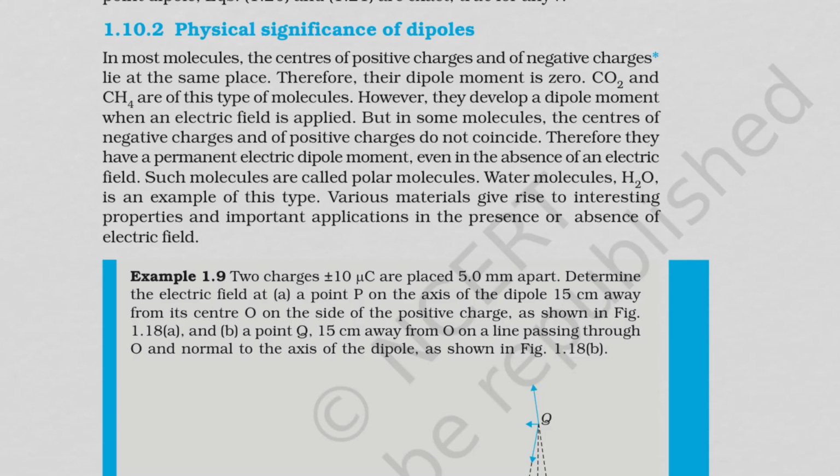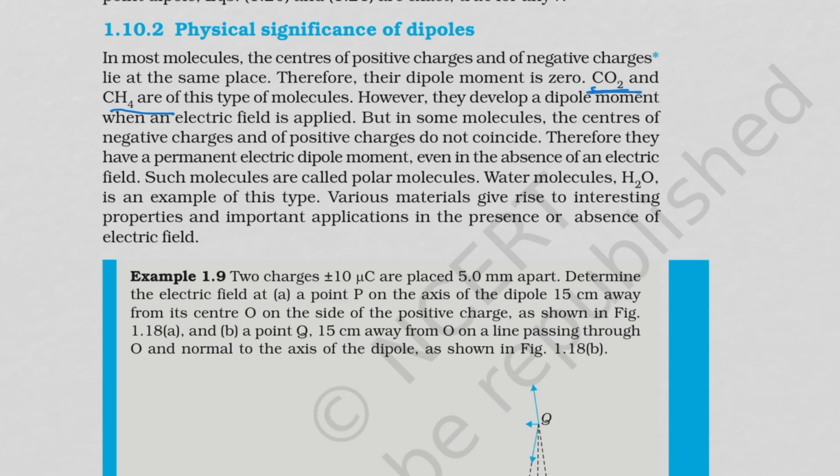And why is this important? What is the significance of this quantity or this kind of setup? That is, we will study in physical significance of dipoles. And it is very evident in nature, like the molecules we usually see behave like dipoles. Okay, so molecules like CH4 or CO2, these two molecules behave like dipoles.